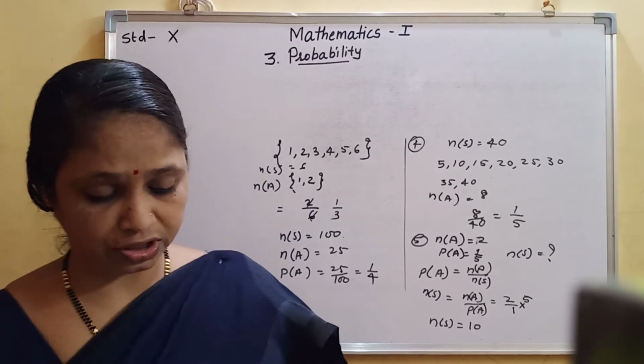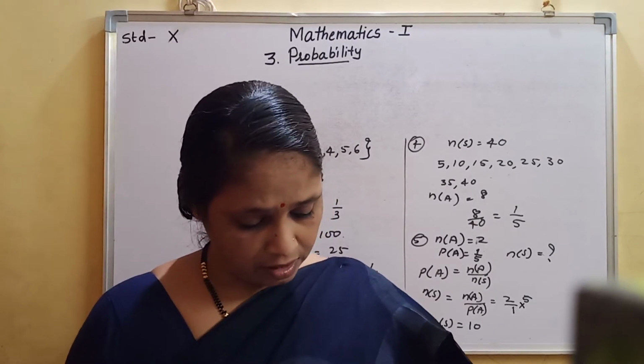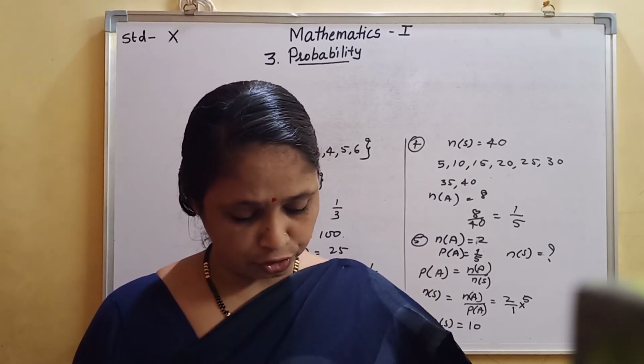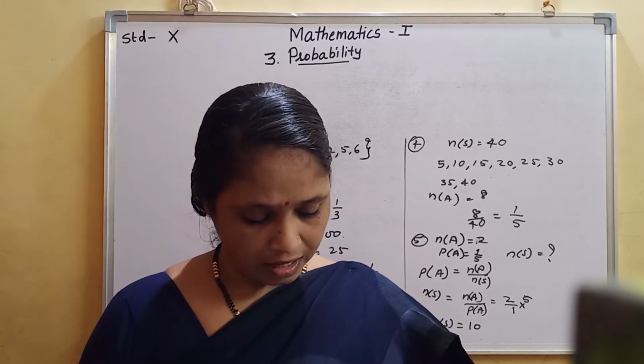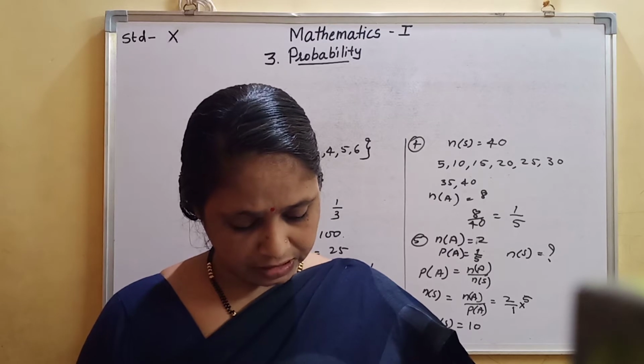Now the next question is question number 2. Question number 2 is: basketball players John, Wasim and Akash were practicing the ball drop in the basket.